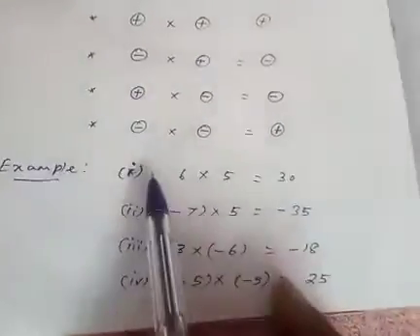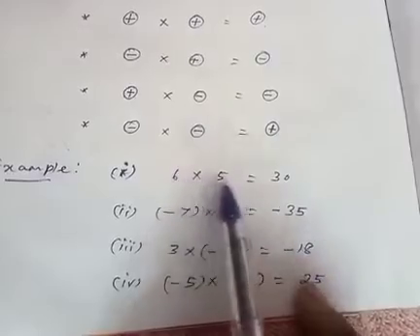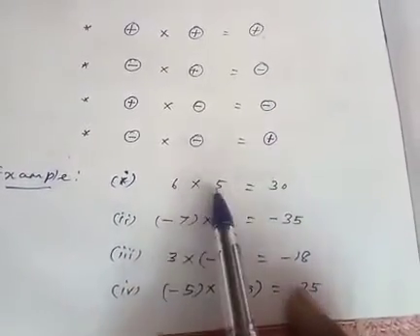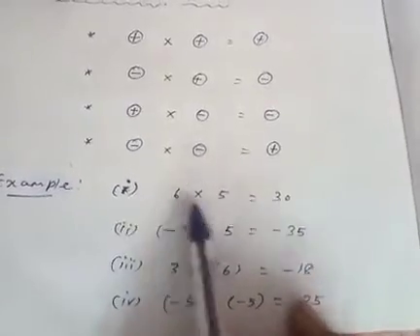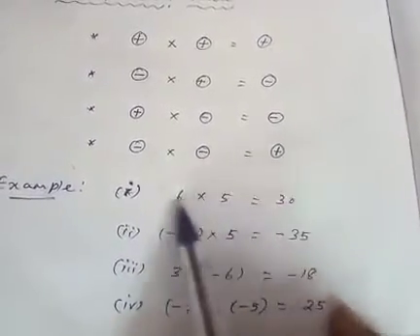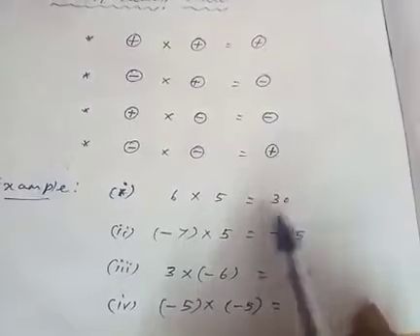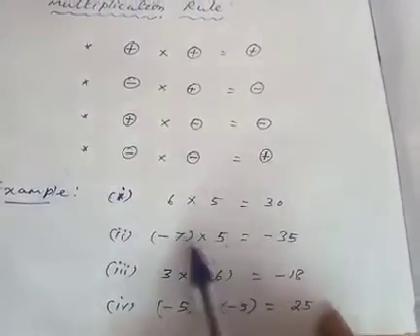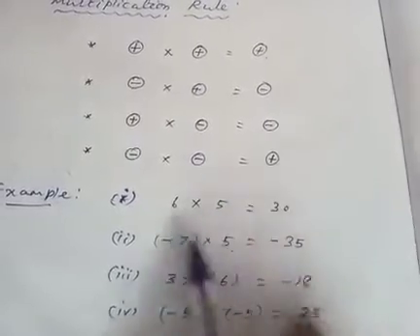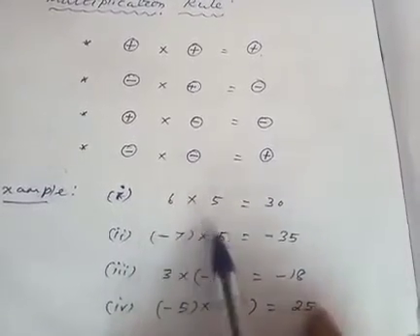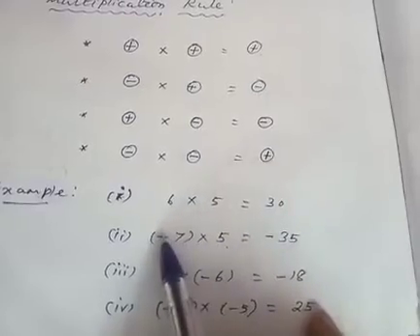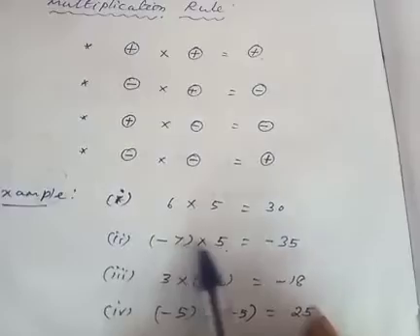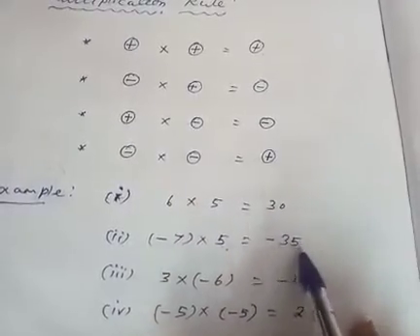For example, the first one is 6 into 5. 6 5s are 30. 6 is a positive integer, 5 is a positive integer. Product of two positive integers is a positive integer. So 6 5s are 30. Then the second one, minus 7 into 5. So 7 5s are 35. Minus 7 is a negative integer, 5 is a positive integer. So the product of a negative integer and a positive integer is a negative integer. So minus 7 into 5 is minus 35.